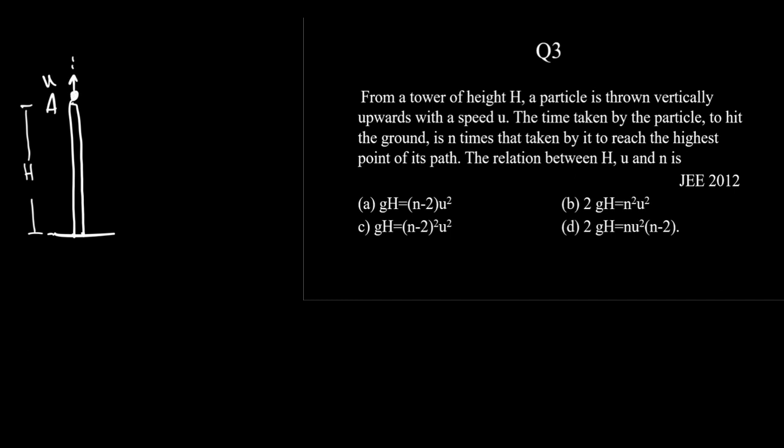It goes up with a velocity u, and it reaches the maximum height, let us say B. It comes back down to the ground, it falls onto the ground, at a point. Let me mark an intermediate point here, C, and it comes down at D. Okay. Now, what is given in the question is the time taken by the particle to hit the ground.